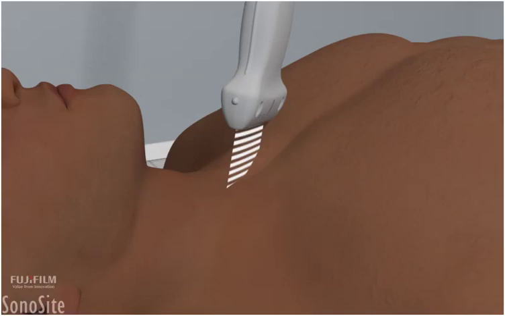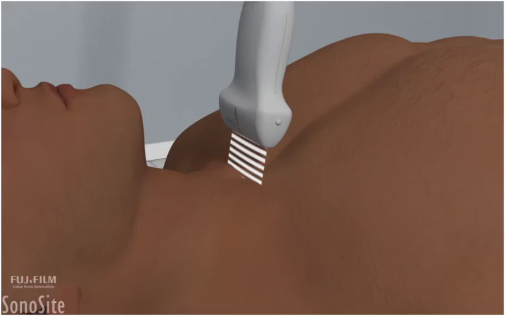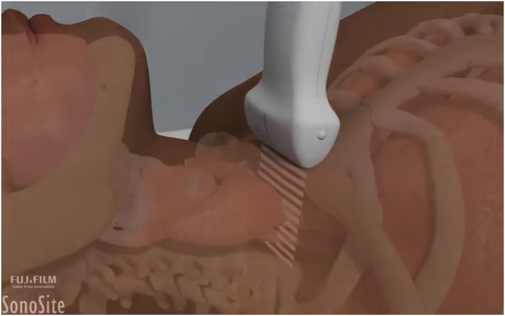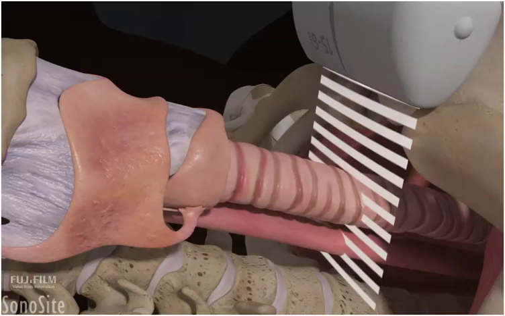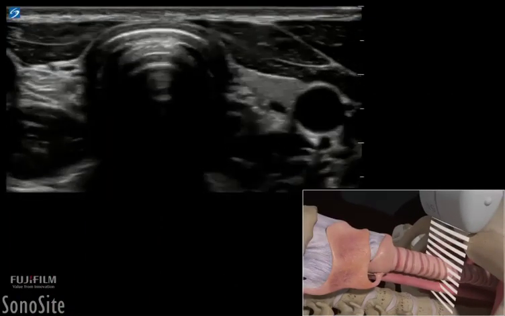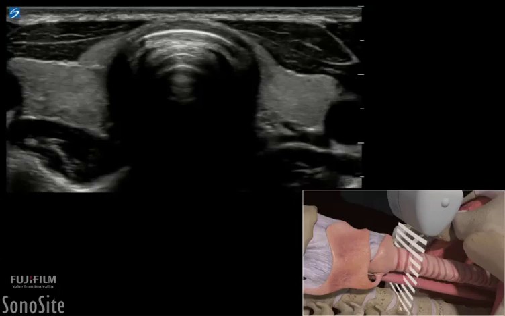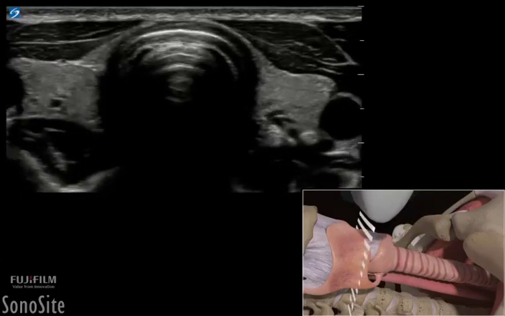Using a transverse plane and with the orientation marker directed to the patient's right side, the transducer is placed on the anterior aspect of the neck just superior to the sternal notch. The examination should begin with the transducer sliding cephalad from the sternal notch to the thyroid cartilage.